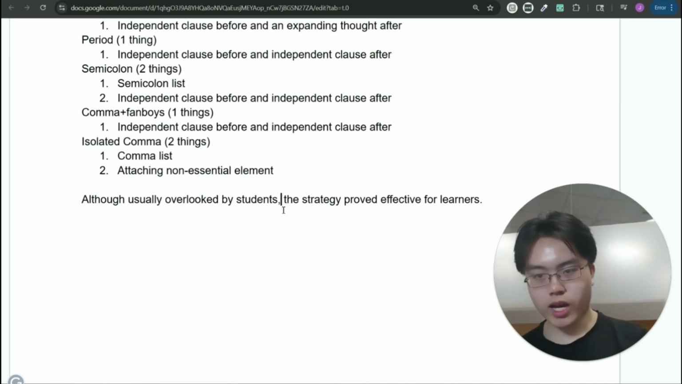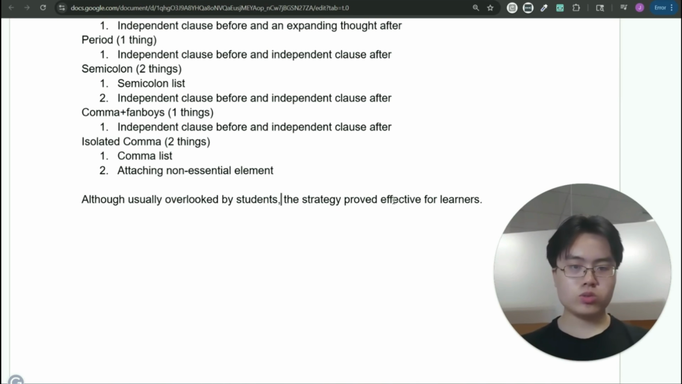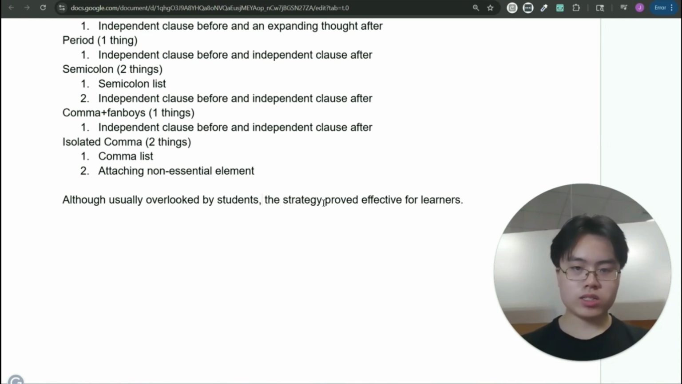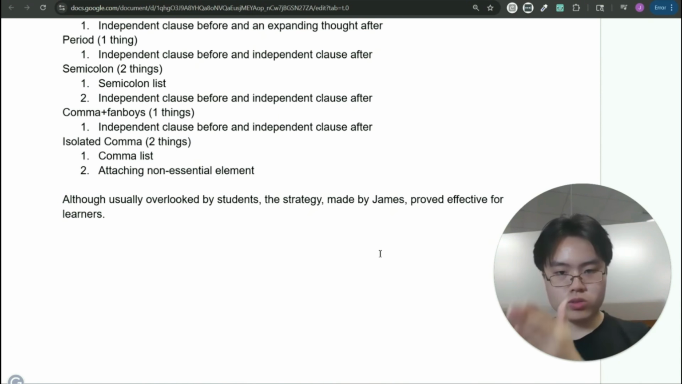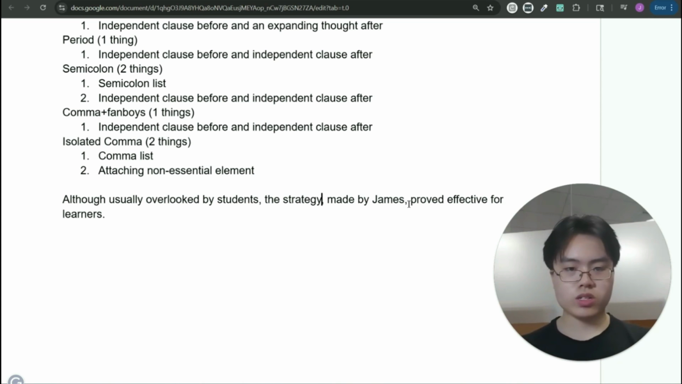Okay, when we're trying to attach additional information or non-essential elements to the sentence, wherever that non-essential element is touching the rest of the sentence, we need a comma there. Let's say I want to add additional information in the middle of the sentence, so smack dab in the middle. Let's say the strategy, I want to put made by James here. This is additional information about the strategy. It's right in the middle of the sentence. In order to attach it to the sentence, we need to put commas here and here. So again, wherever you add a non-essential element, which again is additional information, just look at where it's touching the rest of the sentence, and if it's touching the rest of the sentence there, you put a comma there, and that's it. So when you put a comma, this is like a comma sandwich now.